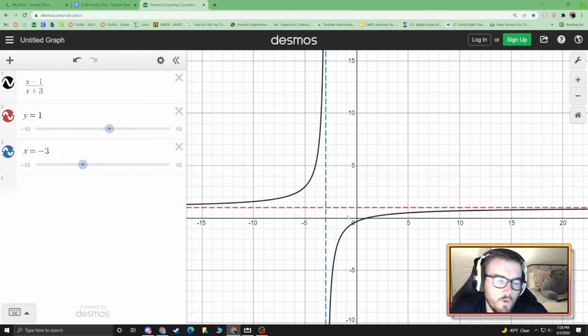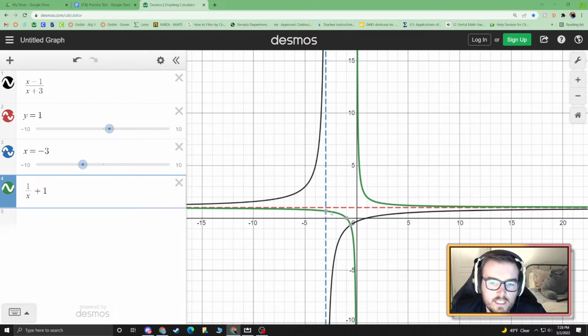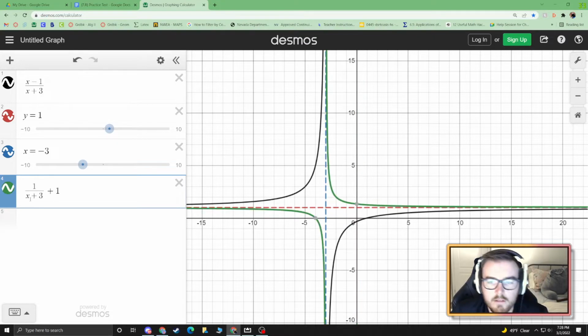Right? So if I moved up 1, that means there is a k value of plus 1. And look at that. The green function is now approaching that red horizontal asymptote because I moved it up 1. And I need to move it left 3, so that's plus 3. So I'm approaching the blue asymptote and the red asymptote. So I have my asymptotes correct, but my function is not anywhere in the same spot.